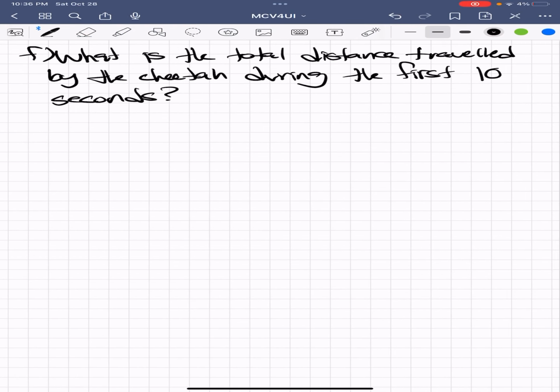What is the total distance traveled by the cheetah during the first 10 seconds? I'm just gonna get my charger out here because I don't want my iPad to die.